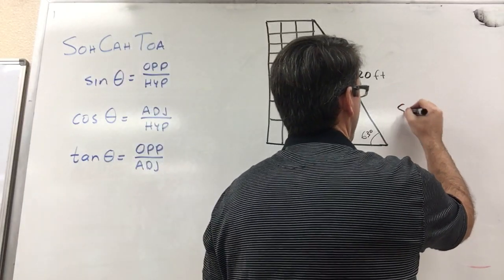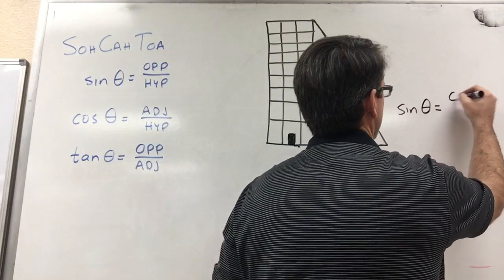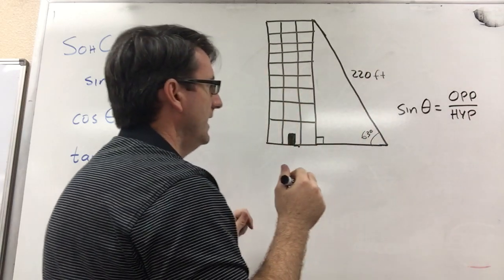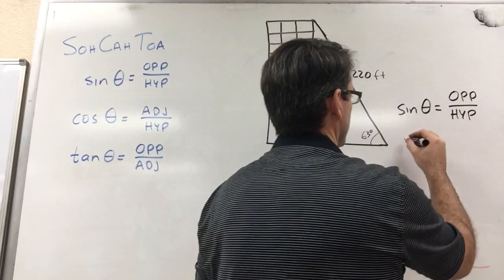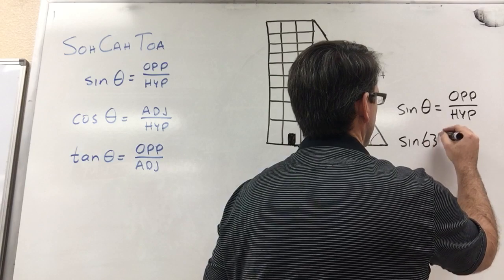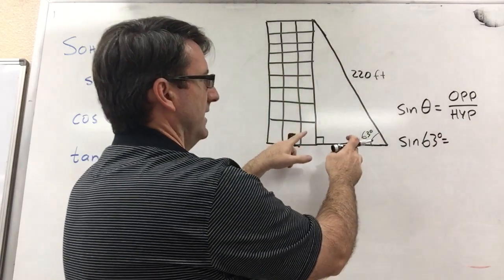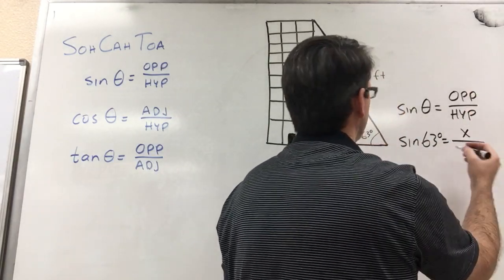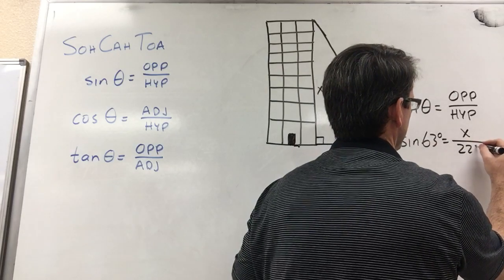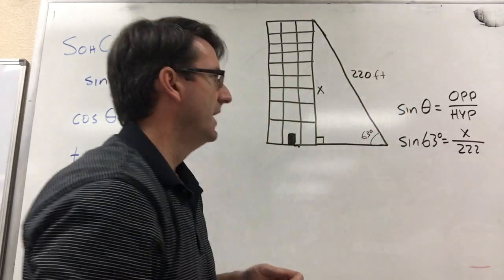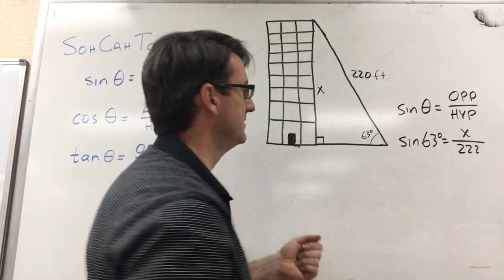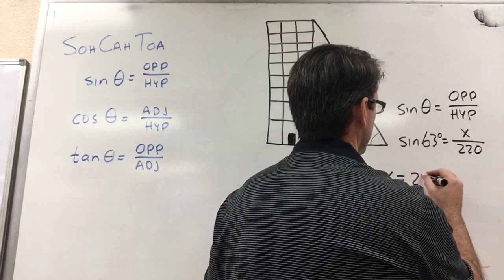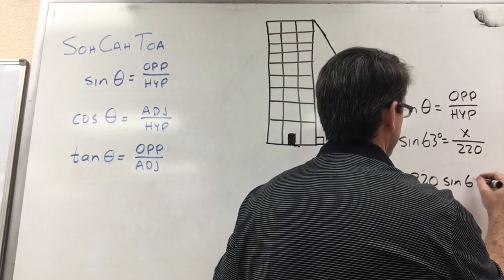So we know that the sine of an angle is equal to the length of its opposite side divided by the length of its hypotenuse. And so here the sine of 63 degrees is equal to the opposite side, which is what we're trying to find. Let's call this x, divided by the length of the hypotenuse, which is 220 feet. And now multiplying both sides by 220, we get that x is equal to 220 times the sine of 63 degrees.